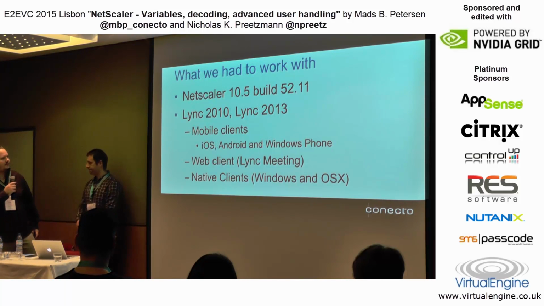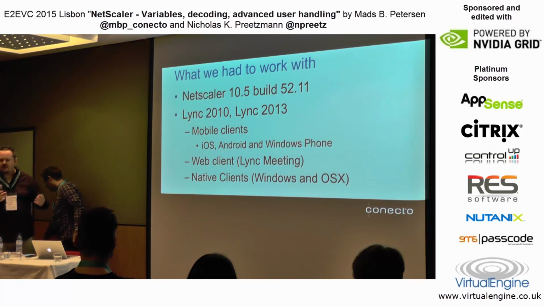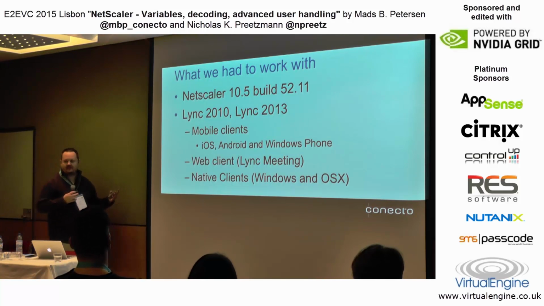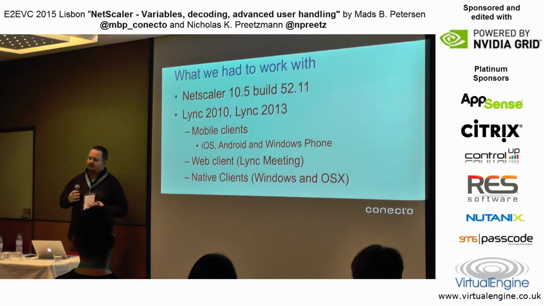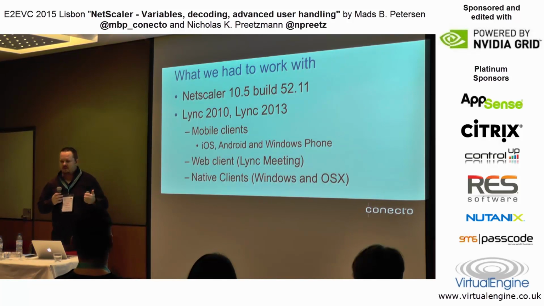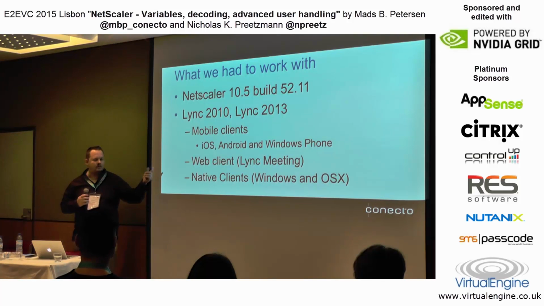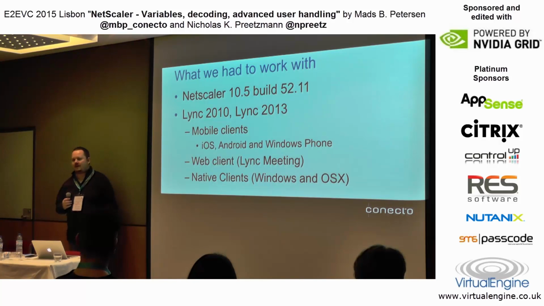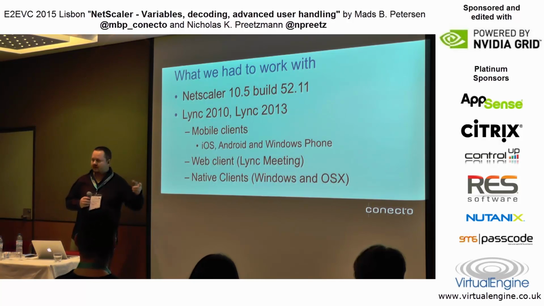Yeah, so what we had to work with was the customers already bought the NetScalers and said we want to reverse proxy the Link traffic using the NetScaler. And they had an implementation of 10.5 build 52. They had both Link 2010 and 2013 running. They had mobile clients, as Nicholas said, iOS, Android, Windows, web clients for the Link meeting, and native clients. So a native client on a Windows machine and on a Mac OS.